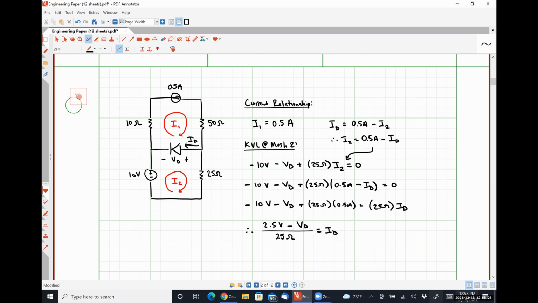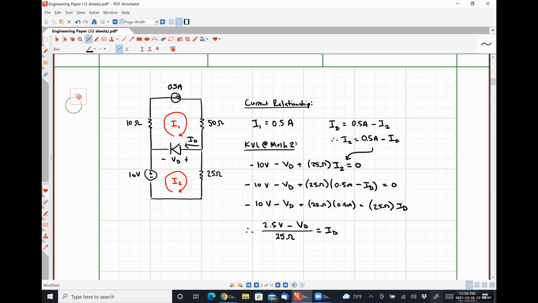The other method is using an iterative method where we assume a value for VD, which gives us a value for ID, and then using the value of ID, we recalculate VD and just loop back and forth until we settle to a particular answer. Okay.